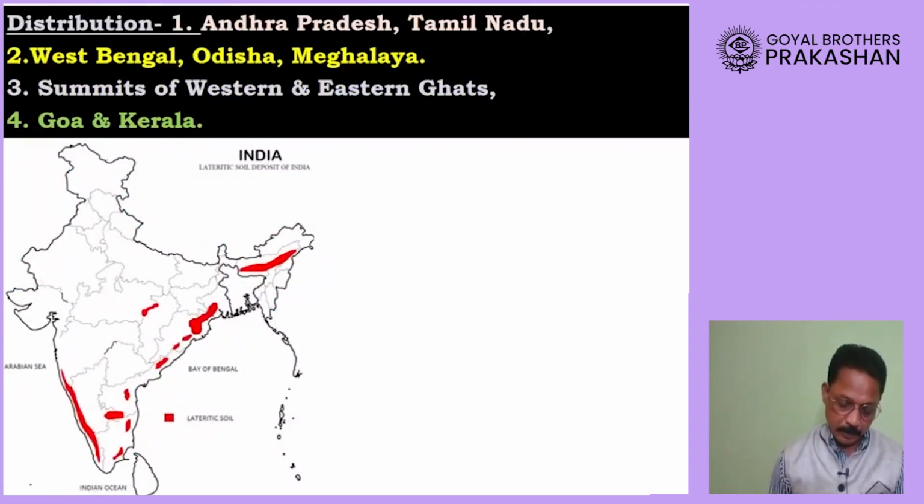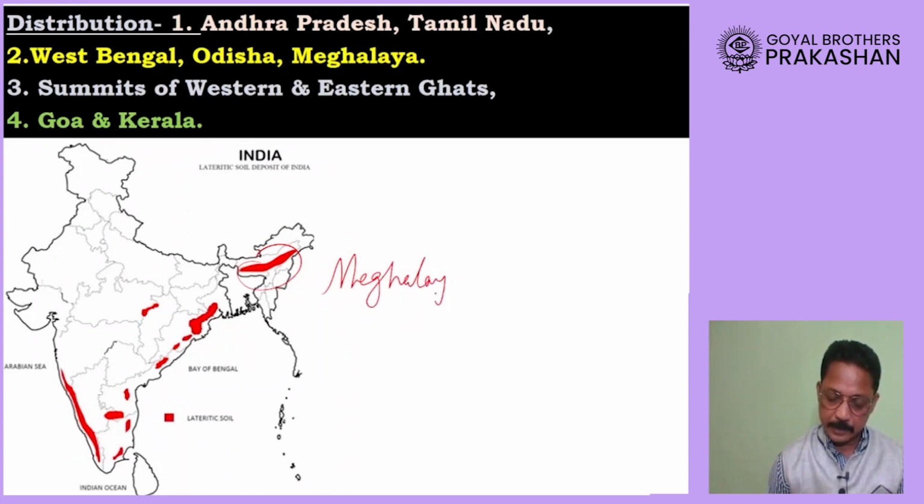Okay, now let us look at distribution of this soil. Okay, where is this soil found? Now look here, these are the northeastern states, so it is basically found in Meghalaya.